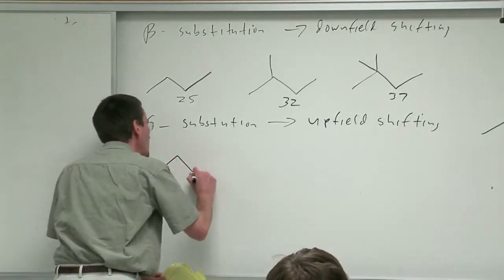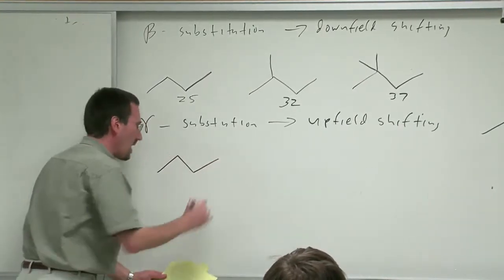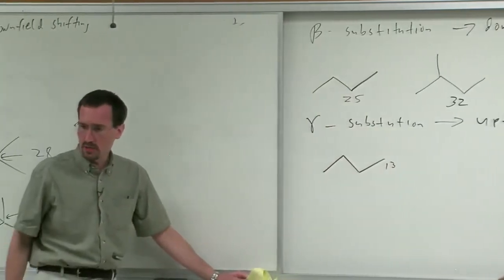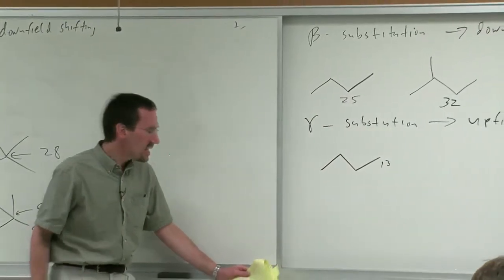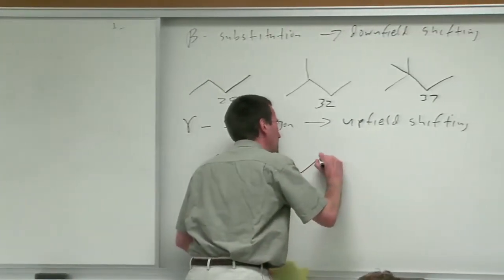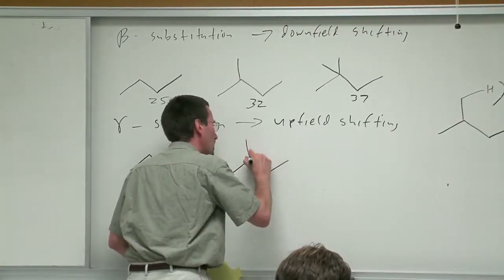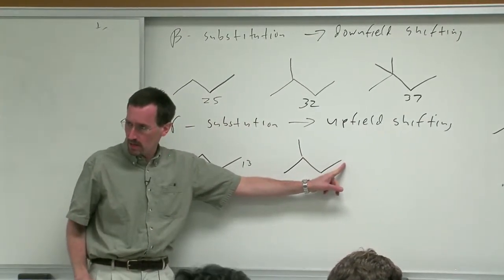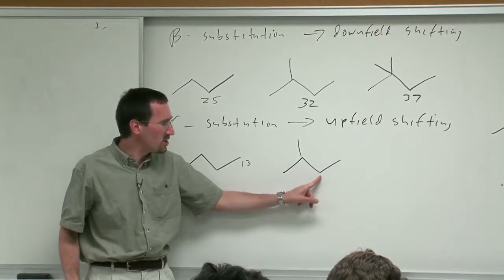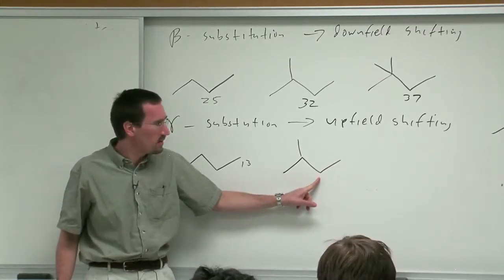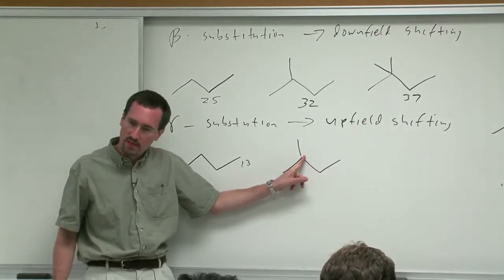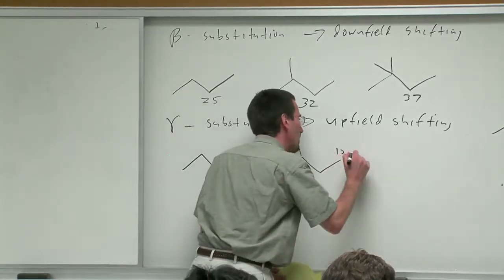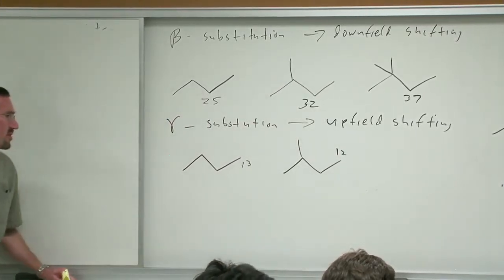In other words, if we start with butane, the methyl group of butane is 13 ppm. If I add one methyl substituent, gamma, so in other words, if I attached it directly to this carbon, we'd be alpha. If I attach the methyl substituent here, we'd be beta. If I attach the methyl substituent here, we'd be gamma. If I add one methyl substituent, that carbon shifts from 13 to 12.